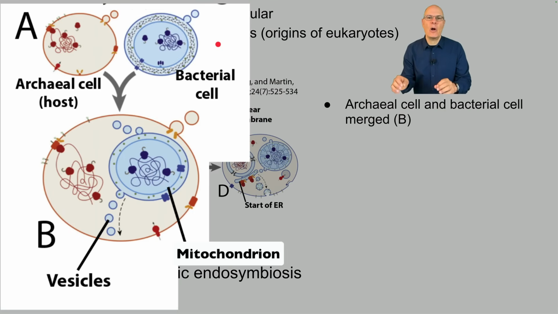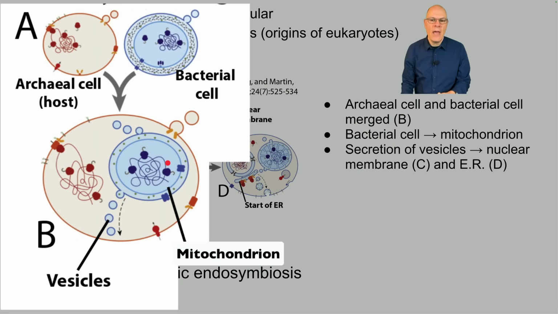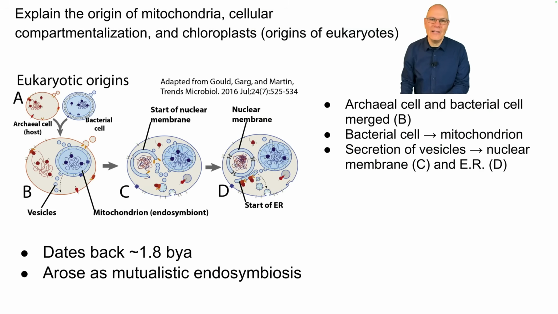Now I want to emphasize that there are many scenarios and many diagrams that represent how this happens, and this one is the one that makes most sense to me. So the bacterial cell entered inside the archaeal cell and it evolved into a mitochondrion. That mitochondrion, still kind of a bacteria, secreted vesicles, and those vesicles became the nuclear membrane, shown over here, and it started to develop structures that are part of the endomembrane system, like the endoplasmic reticulum, which is shown over there. So that's how we have eukaryotes.